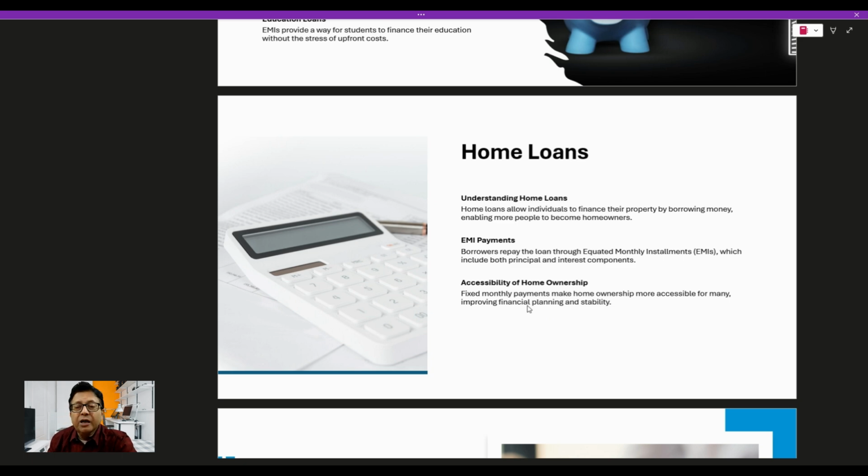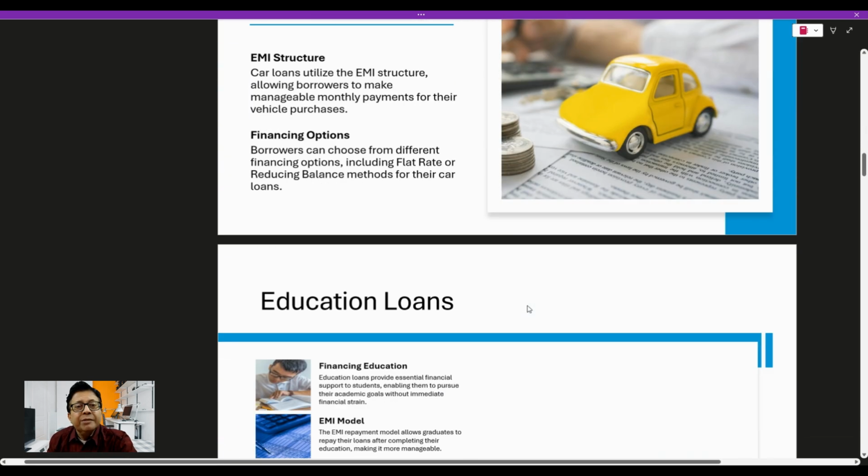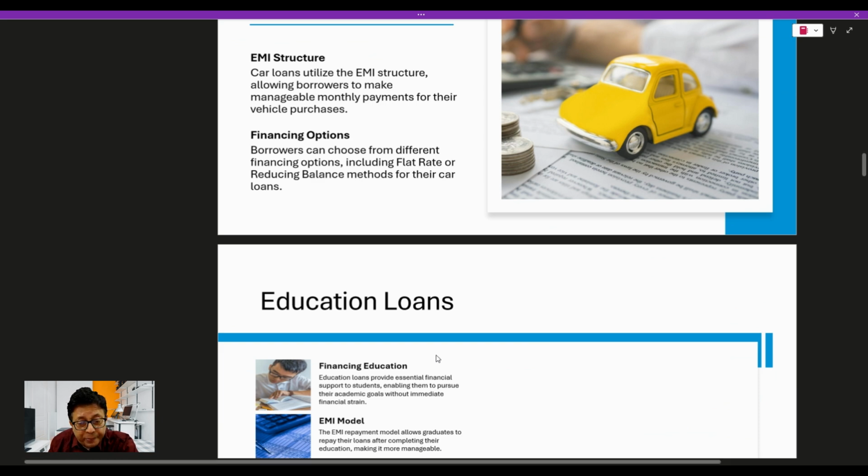Similar is the case for car loans, and all obligations for education loans also will be over after you pay all the installments.